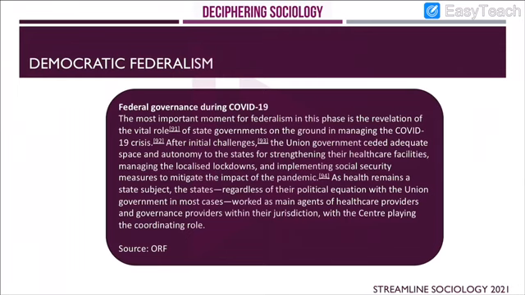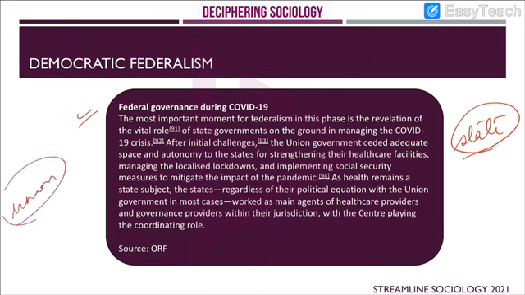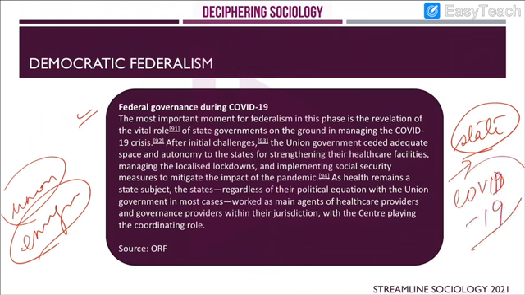When we talk of democratic federalism in the times of COVID-19, the state came forward to take responsibility of people and was given more power because the union would not be able to handle this emergency situation of the pandemic, and therefore it had to delegate power to the state. There was decentralization of power. So COVID-19 gave more powers to the state.